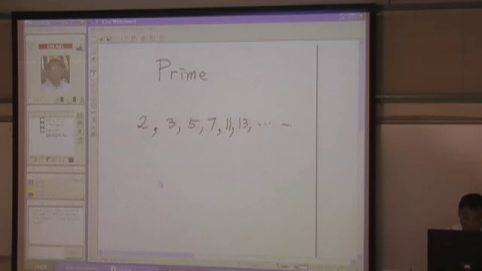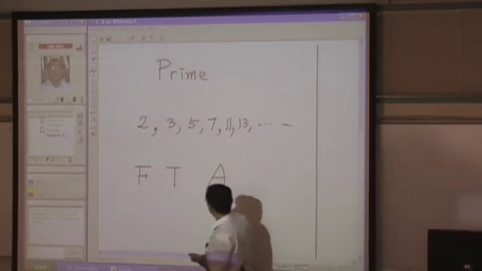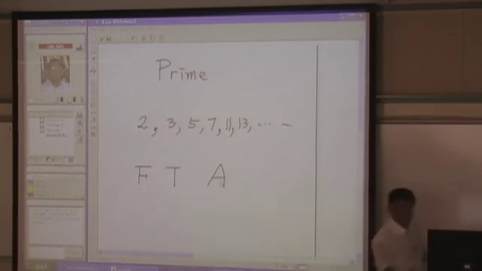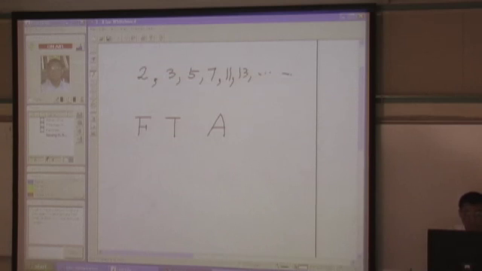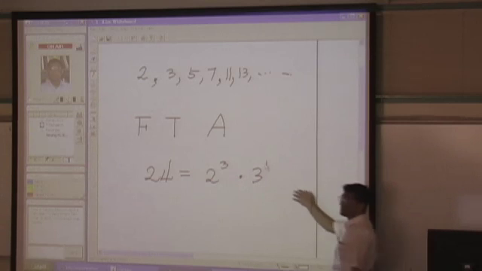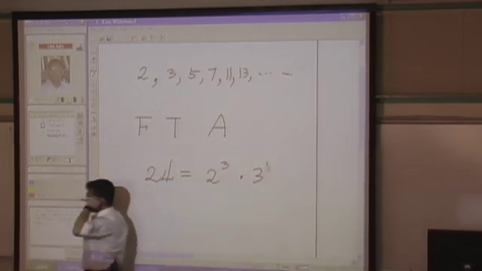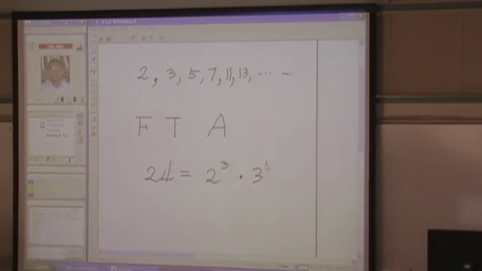Then the most important thing is called the fundamental theorem of arithmetic. So what is the fundamental theorem of arithmetic? If you have some number, pick any number, 24, then 24 is 2 multiplied how many times? 2 times 2 times 2, 3 times, right? And then 3, 1 time, right? So this is the fundamental theorem of arithmetic. If you hear about the fundamental theorem of arithmetic, you might be scared because it is called a fundamental theorem, but it is this.